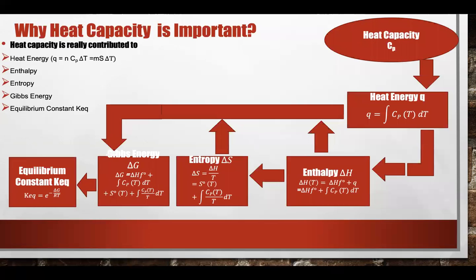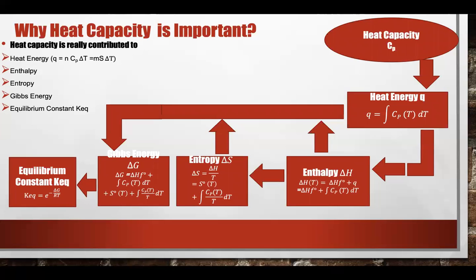So the heat capacity is a super important property because it contributes to heat energy, the entropy and enthalpy, the Gibbs energy, and equilibrium constant Keq. By looking at the flow chart, we know that, as we mentioned previously, by plotting, we can get an equation of Cp and T.